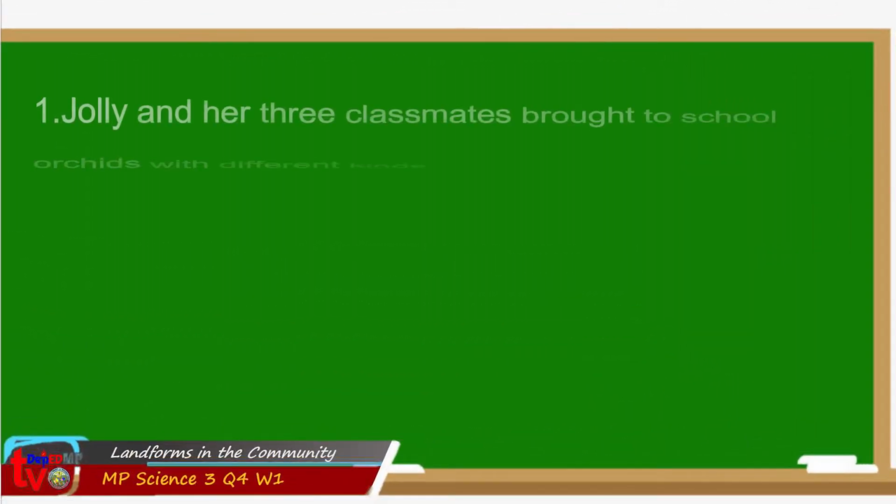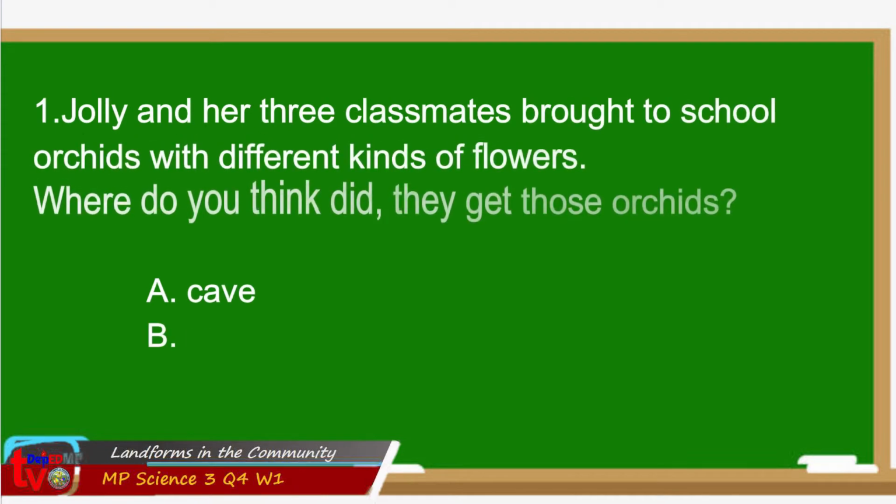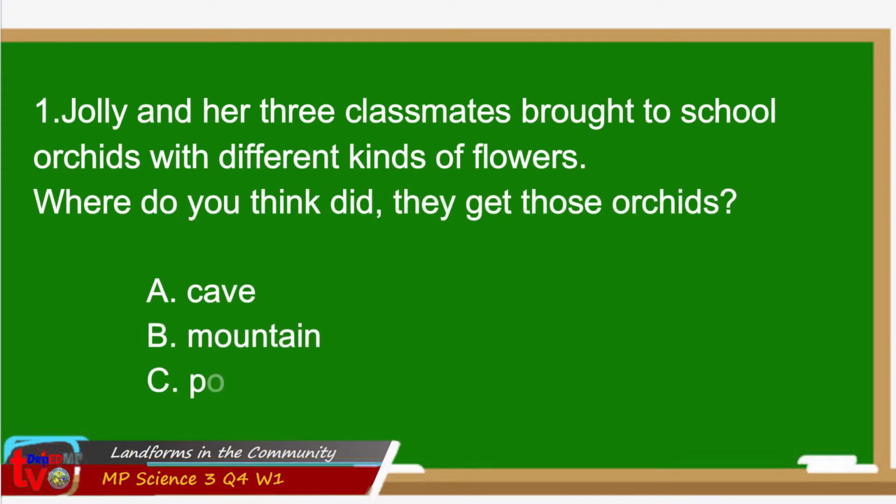Number 1. Jolly and her 3 classmates brought to school orchids with different kinds of flowers. Where do you think did they get those orchids? Letter A, cave. Letter B, mountain. Letter C, pond.